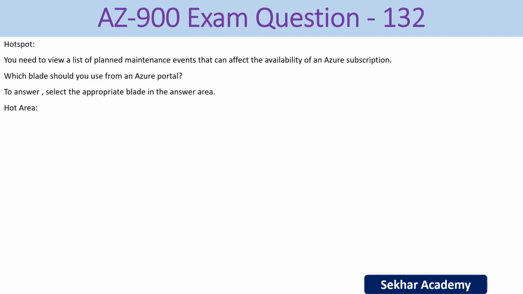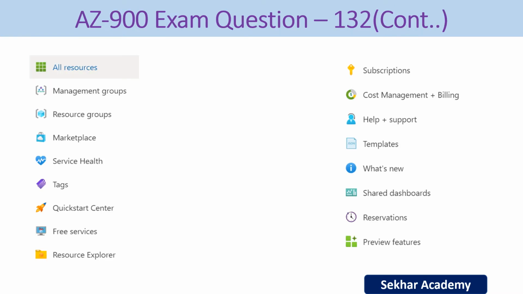AZ-900 exam question number 132. You need to view a list of planned maintenance events that can affect the availability of an Azure subscription. Which blade should you use from the Azure portal? To answer, select the appropriate blade in the answer area. In the answer area we have all resources, management groups, resource groups, marketplace. So these are all the options we have.